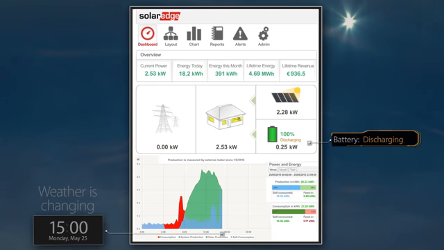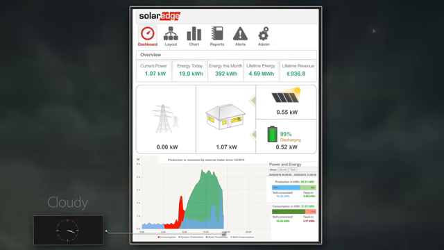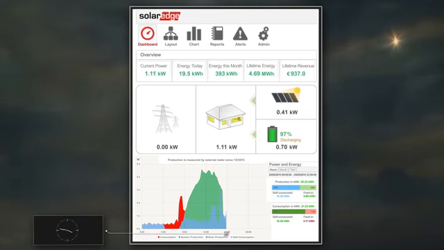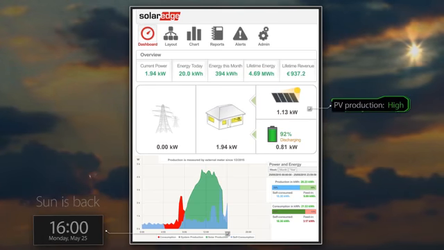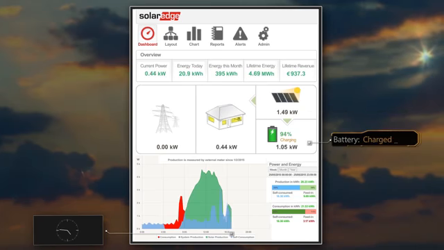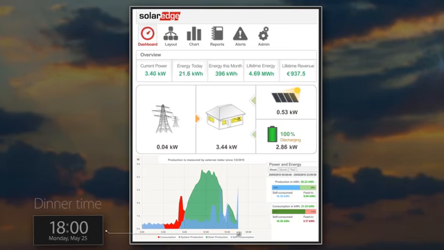After 3 PM, clear skies give way to clouds, leading to even lower PV production. The dashboard shows the battery continuing to compensate for the reduced PV generation levels, supplying a greater share of the house loads than before. Good news! At 4 PM, the sunny weather has returned. PV production is back to levels high enough to supply the loads, charge the battery, and even export excess energy to the grid. It is now 6 PM, dinner time.